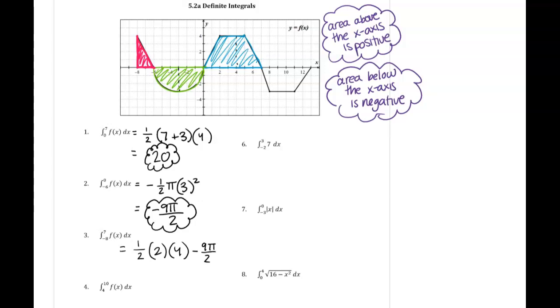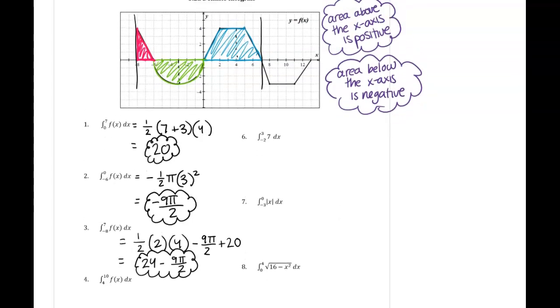And finally, we're going from -8 to 7, so that's starting here and stopping here. So we've accounted for that triangle and that half a circle. Now we have to add in our trapezoid, which was 20. So this is 4 minus 9 pi over 2 plus 20. So our overall area is 24 minus 9 pi over 2. And again, the integral of f of x dx from -8 to 7 is the same as the total area under the curve of f of x from -8 to 7.